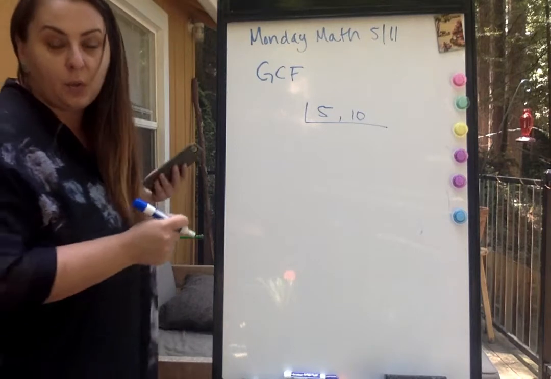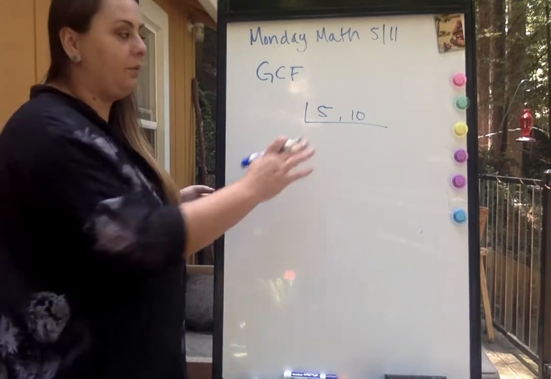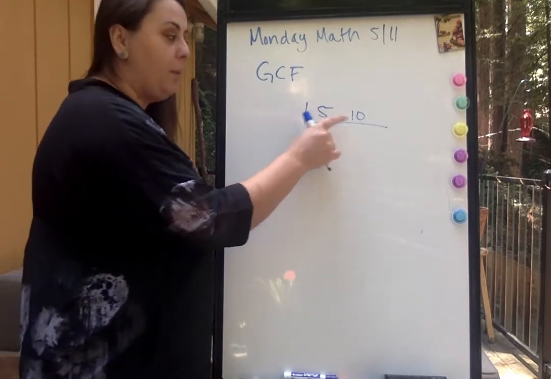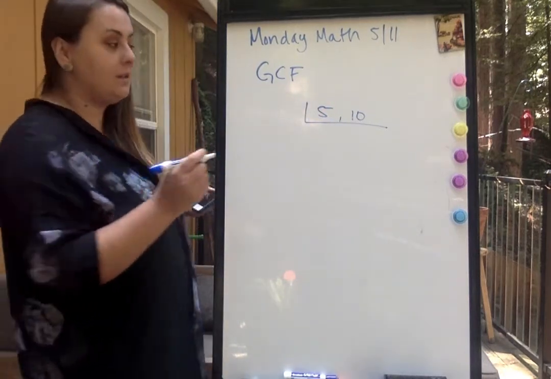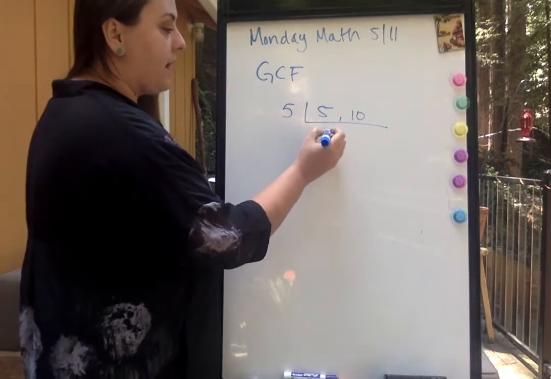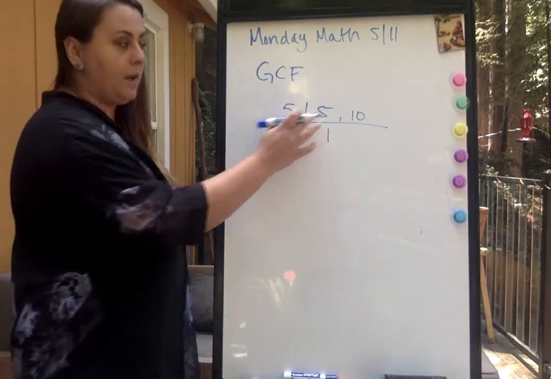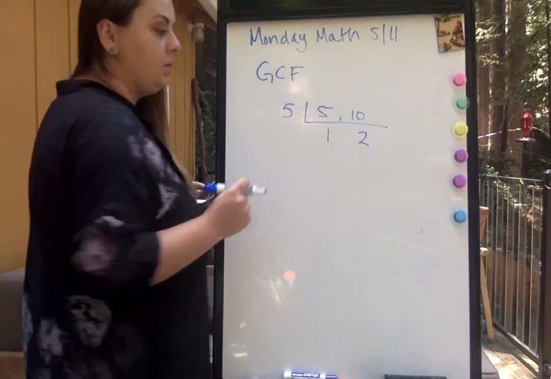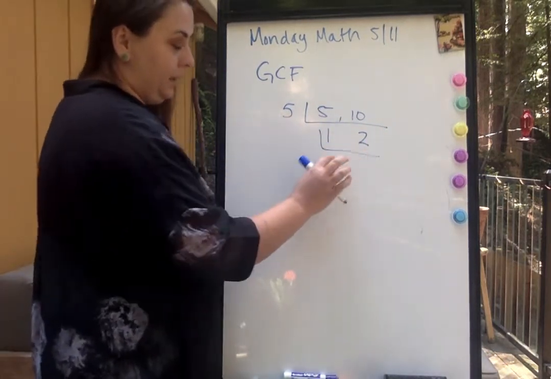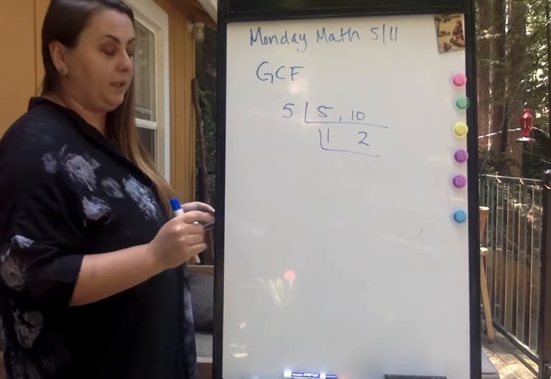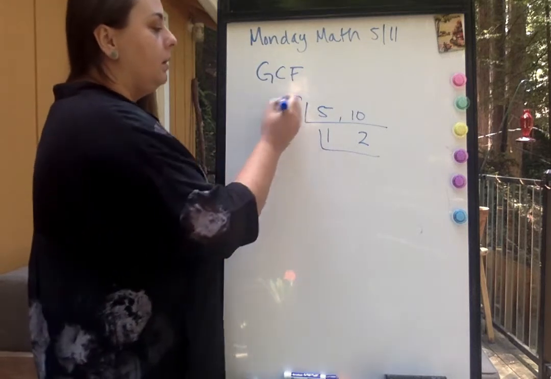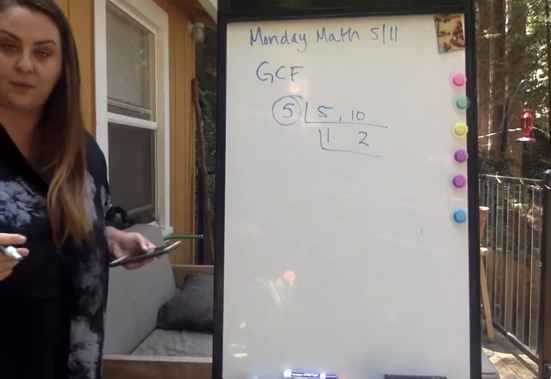First question, we're going to find the greatest common factor of 5 and 10. So you're going to look for something that goes into both of these. Think your math facts. So we know that 5 goes into 5 one time, and 5 goes into 10 two times. And there's nothing else that we can put in here that'll go evenly, that'll give us any different of an answer. So, 5 is your greatest common factor.